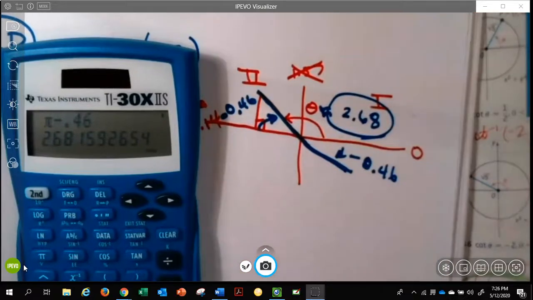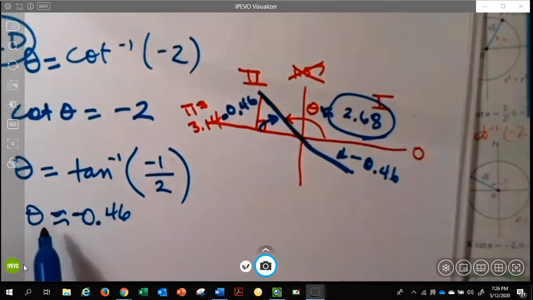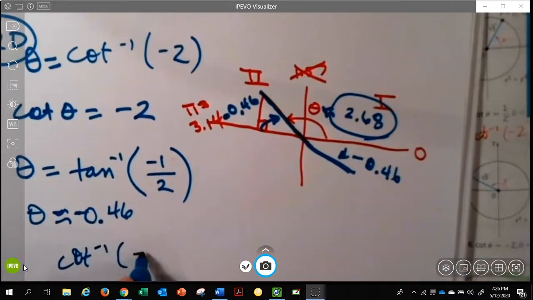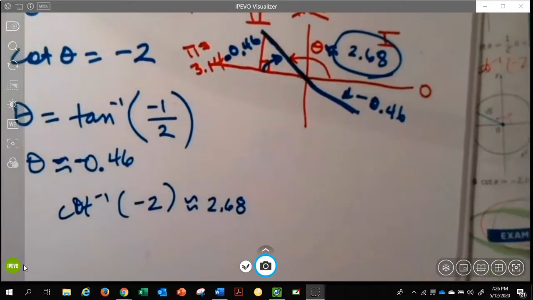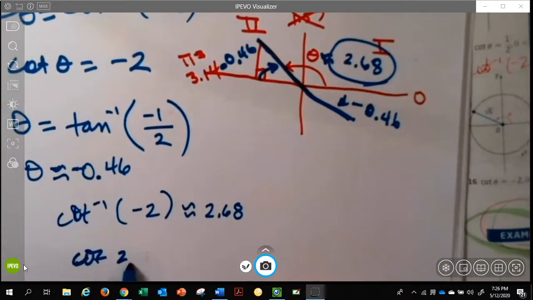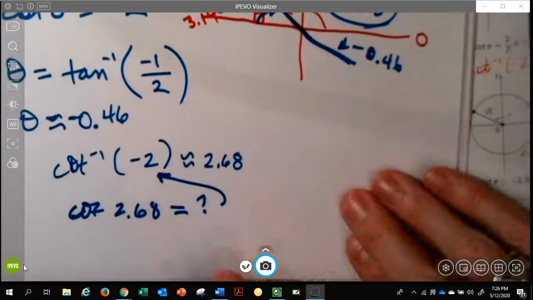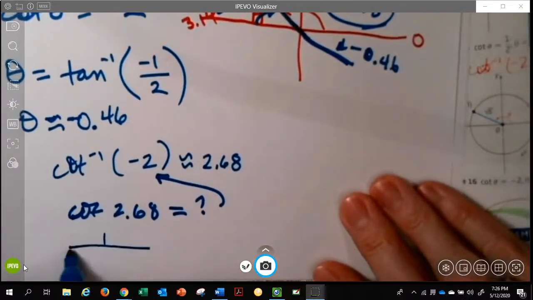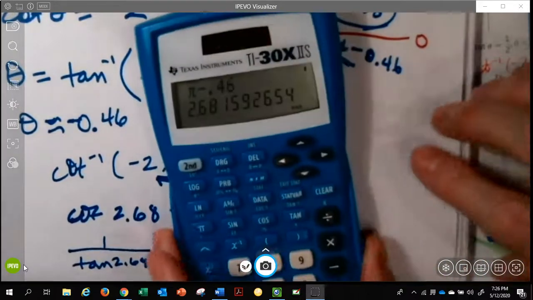And now I need to think about that. It's 2.68, between 0 and 3.14, so this is looking much better, that the inverse cotangent of -2 is about 2.68. I think I want to check this one. So I'm going to say the cotangent of 2.68. What does it turn out to be? It better turn out to be -2. But to do cotangent, I've got to do 1 over tangent of 2.68. And again, by golly, it better come out to be a -2.